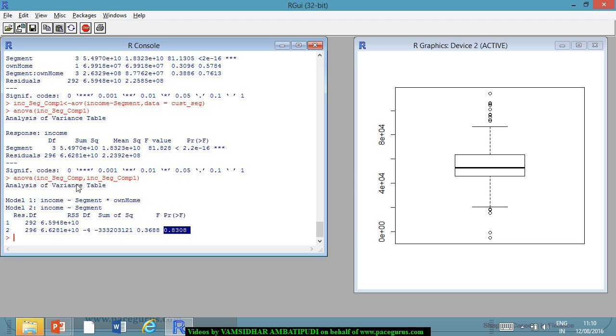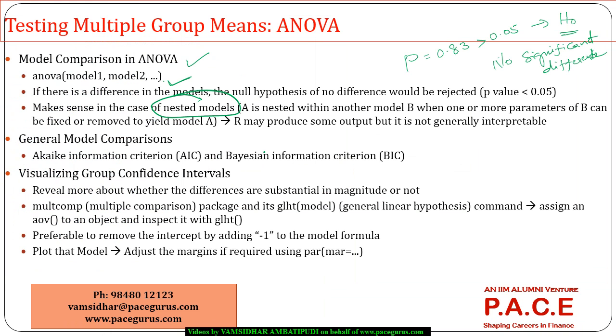If I take this income segment comp, there were two variables, segment and own home, and the interaction between them. If I remove the own home from it, it is just the segment. So one set of variables should be a subset of the other set of variables. In that case, we call the models nested. This kind of ANOVA comparison is appropriate only when I am looking at nested models.